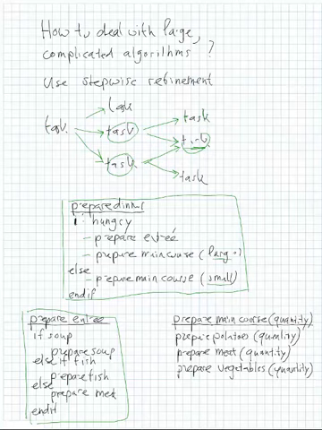So what happens if I follow the prepare dinner algorithm? I start here by checking if I'm hungry, and then I see prepare entree. At that point I jump from here to prepare entree. I execute this algorithm, and when I'm finished over here, I jump back and continue with the next line. So I continue here with prepare main course.